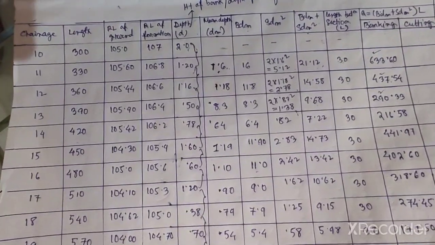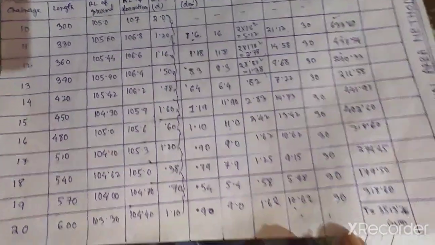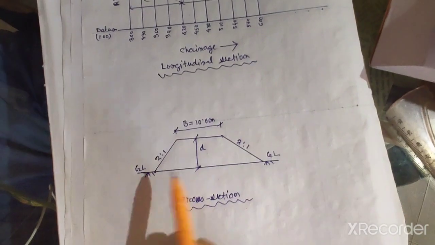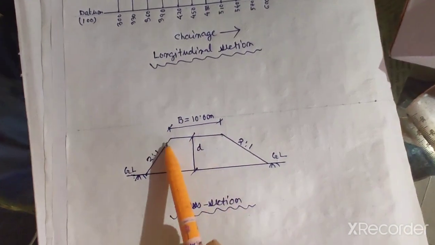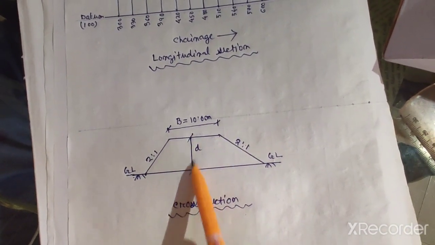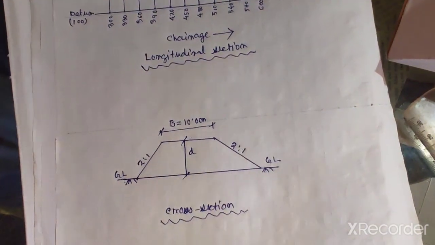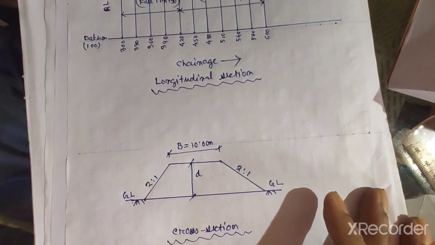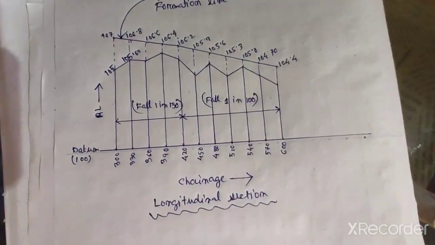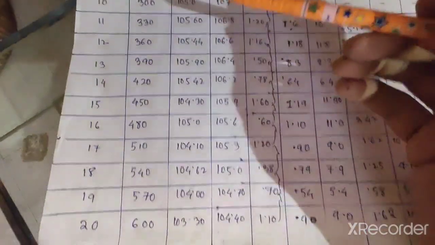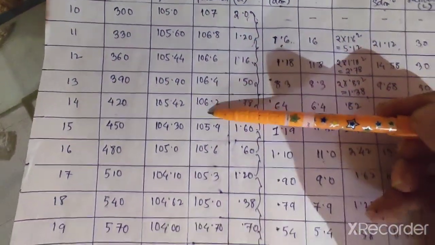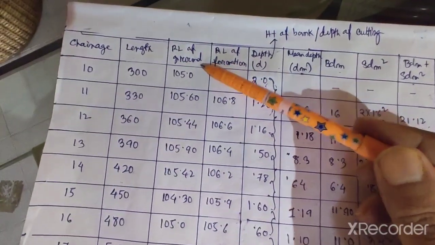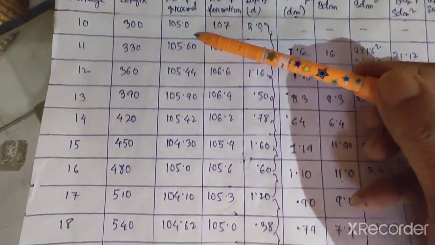So after completing this table, we will go for the drawing of the longitudinal section and the cross section. Drawing of the cross section is very easy. This is the ground level. This is the formation width. The side slope is denoted by 2:1, and the height is denoted by D. This is the typical cross section. Now you can easily draw this. Now we need to go for the longitudinal section. Now we have calculated the RL of the formation line at each and every station. RL of the ground at each and every station is given in the question.